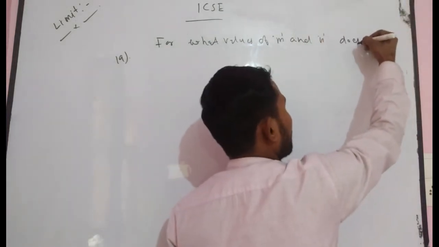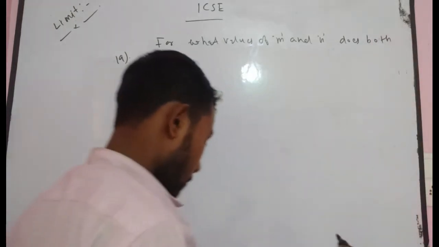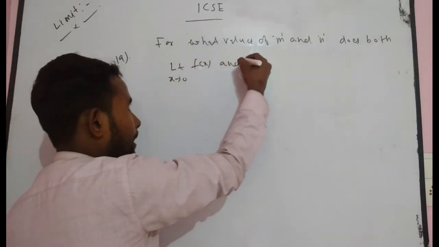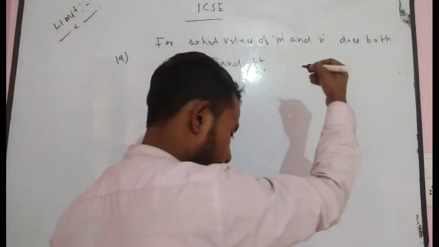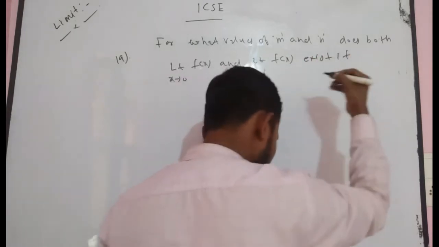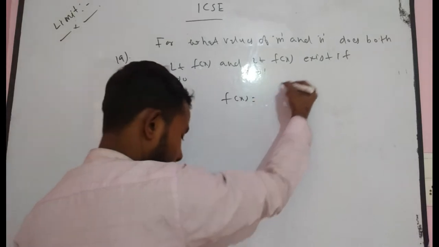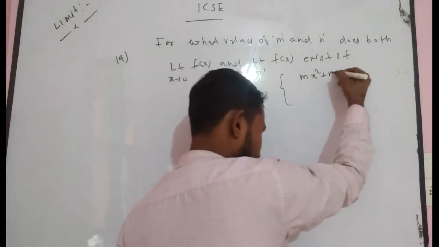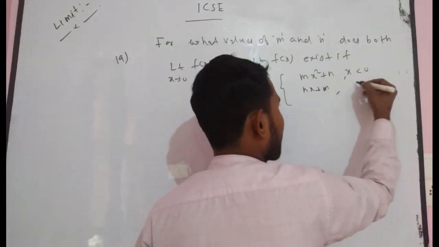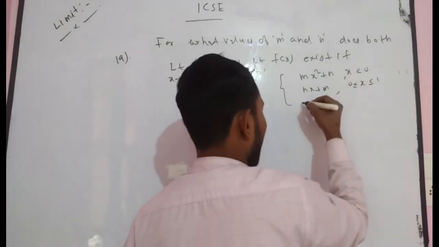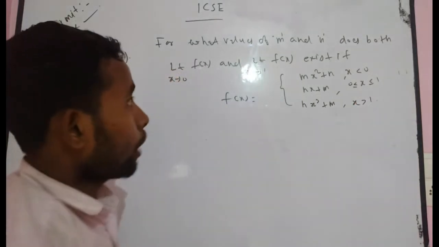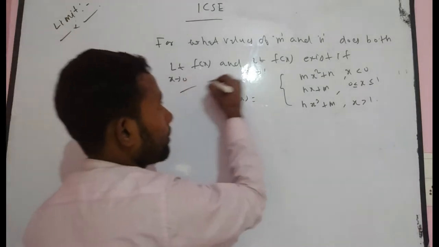does both limit x tends to 0 f(x) and limit x tends to 1 f(x) exist, if f(x) is equal to m x square plus n, x is less than 0, and x plus n, x is greater than 0 but less than or equal to 1, and x cube plus n if x is greater than 1. You have to find the value of m and n such that both limiting values exist.